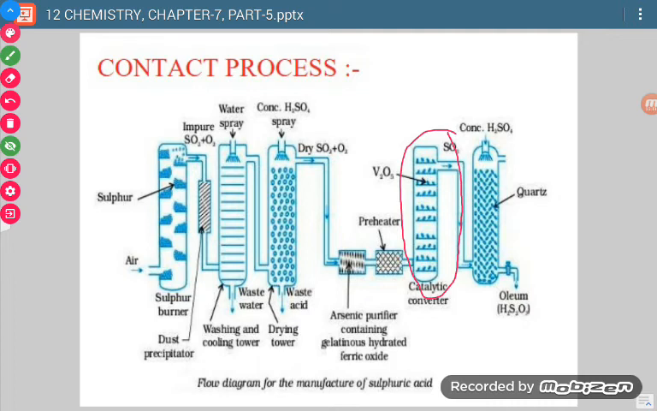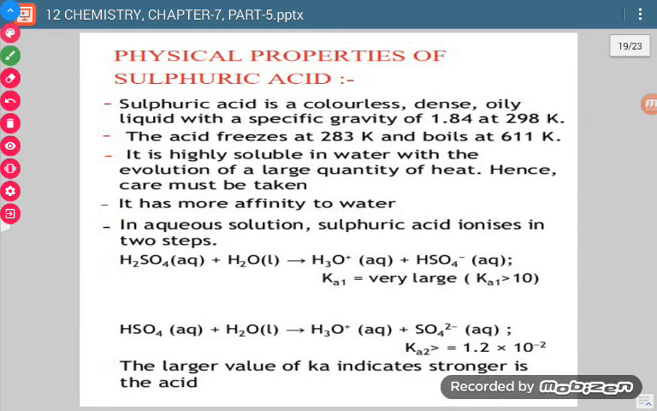sulphur trioxide will be fed in absorption tower, where concentrated sulfuric acid will be sprayed from the top, and then H2SO4 plus SO3 will result in the formation of oleum. Now oleum is added in water, and then we will obtain sulfuric acid. Okay, so chemically there are only 4 reactions to be written in contact process.